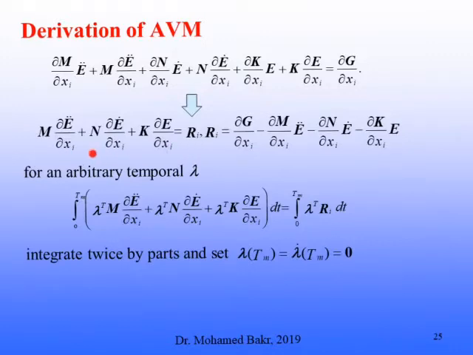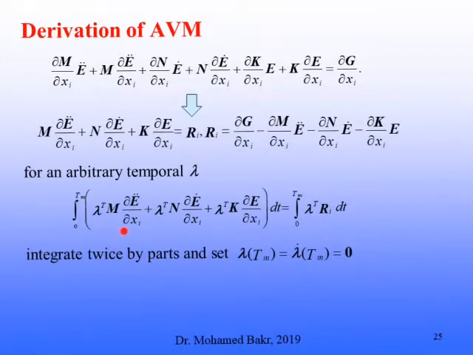After we took the derivative, we take the dot product of both sides with a vector lambda transpose. So multiply by lambda transpose, and do an integration over the complete simulation time, which we call Tm. And what we're going to do is select this vector lambda, which is now an arbitrary temporal vector. It's also a function of time. We're going to select it such that it can give us useful sensitivity information.